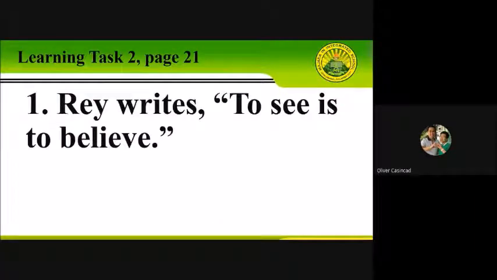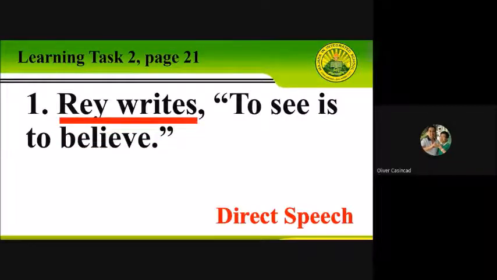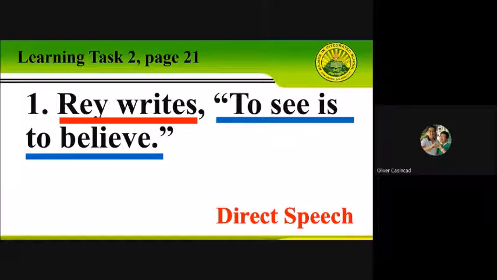From your learning task 2 on page 21 of your module, I extracted 2 of the 10 sentences given. So I chose sentence number 1. And as we have discussed, this is classified as direct speech. Now, what made this direct speech? First, you have there the introductory part. Ray, the speaker, writes, the action. And you have there the quoted part: To see is to believe. More so, aside from being divided into two parts, you have the presence of the comma separating the introductory part from the quoted part, and of course the quoted part is enclosed by quotation marks.